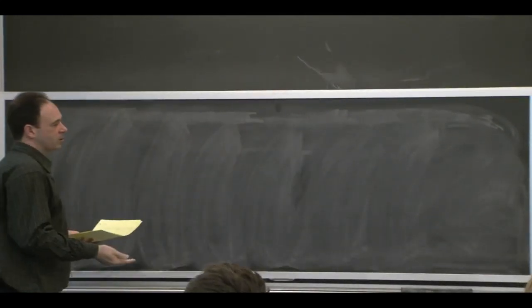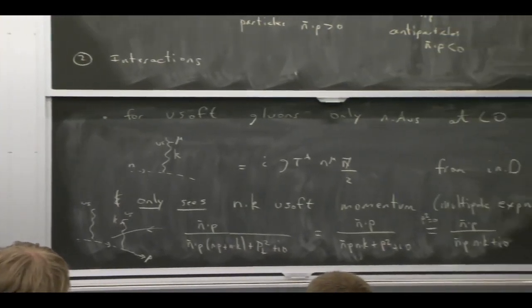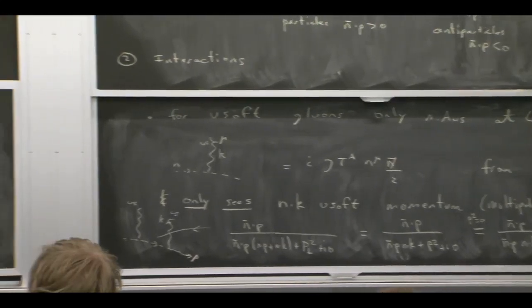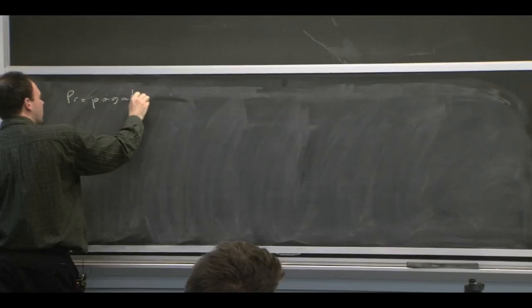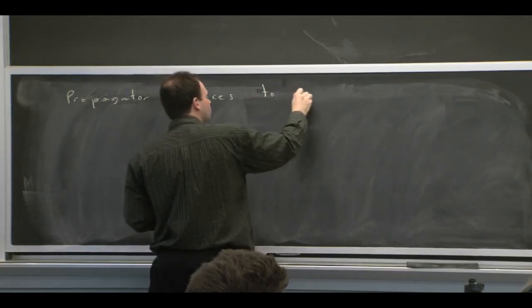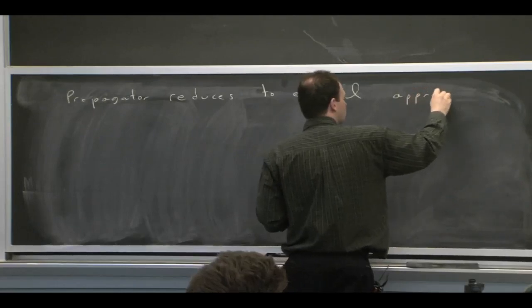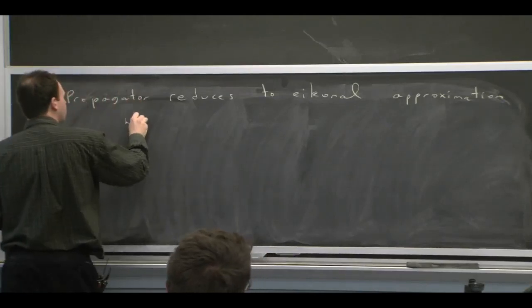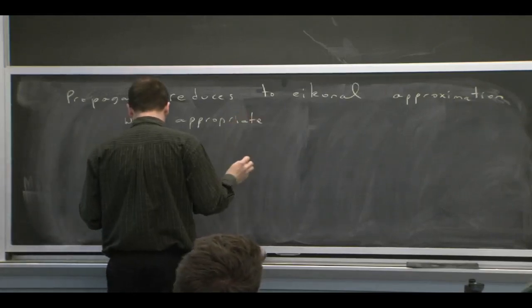For collinear gluons, it would of course not be, there would be no simplification like that possible, but for the ultrasoft particles there is. And so what has just happened is that the propagator is becoming eikonal. So our collinear propagator reduces to the eikonal approximation, which is just 1 over n dot k, when appropriate. And when appropriate means when it's interacting with ultrasoft fields.